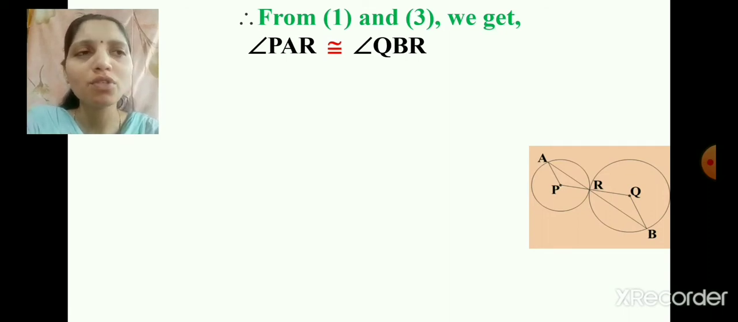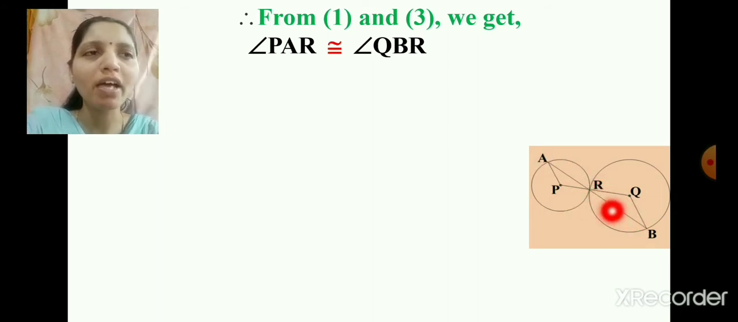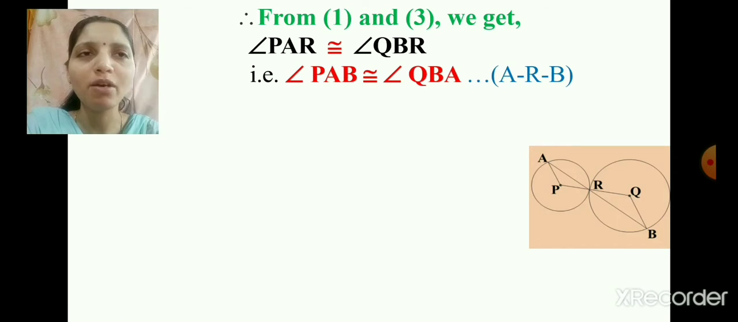Now if you observe this figure, points A, R, B are on the same line. So instead of angle PAR we can write angle PAB, and instead of angle QBR we can write angle QBA. So let's write down, that is angle PAB is congruent to angle QBA. The reason you will write is that points A, R, B are on the same line as they are externally touching circles.